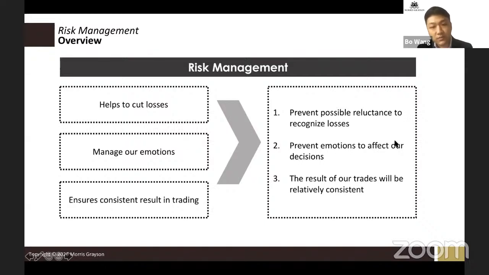Lastly, risk management is crucial in attaining a consistent result in our trades. Knowing how much to lose and gain in every single trade, our final result will be relatively stable. Next, I will show you some ways to manage risk, followed by some examples.